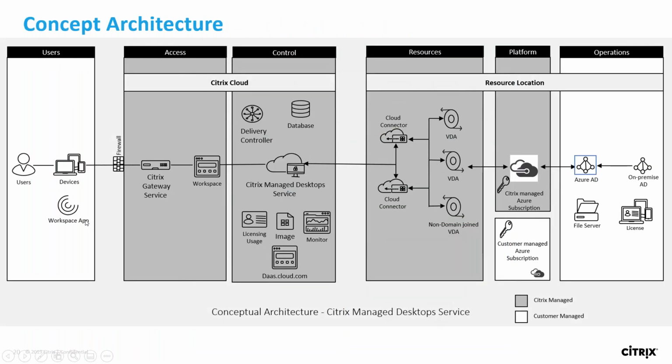Now, here's a little deeper architecture, what they call a concept architecture. You can see Citrix, I love these diagrams because they bucket the things into what they are. So you've got users, you've got your access, you've got your control, and you've got your resource, and then you've got all the backend stuff, right? And anything that's shaded is managed by Citrix.